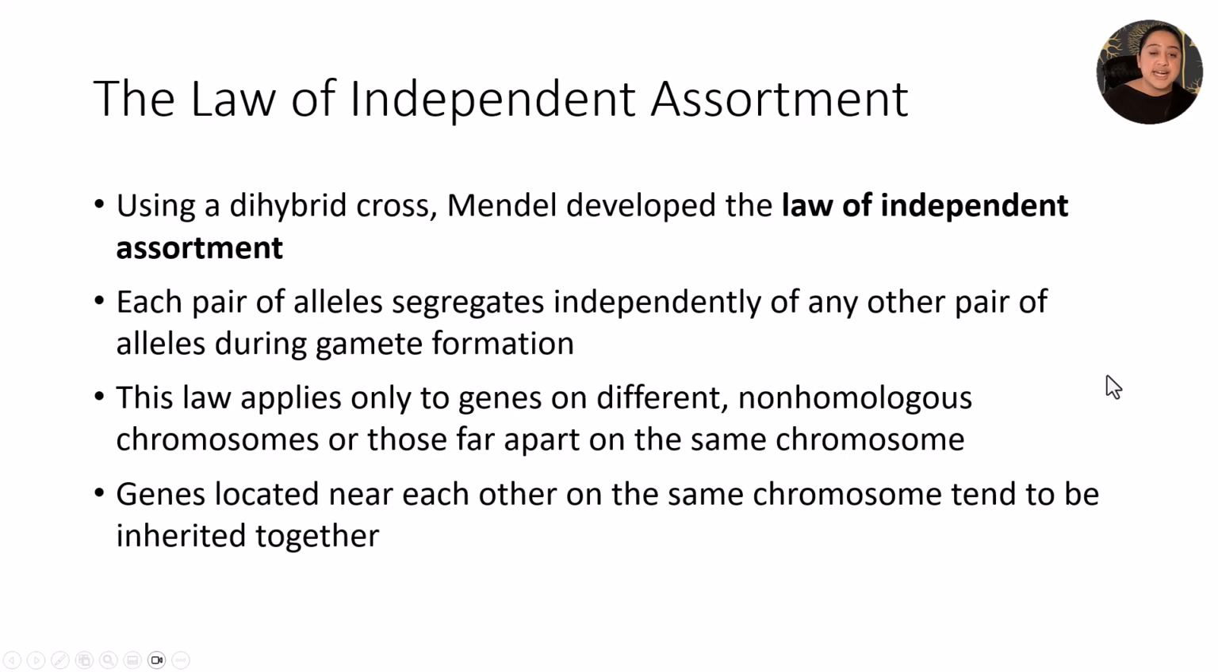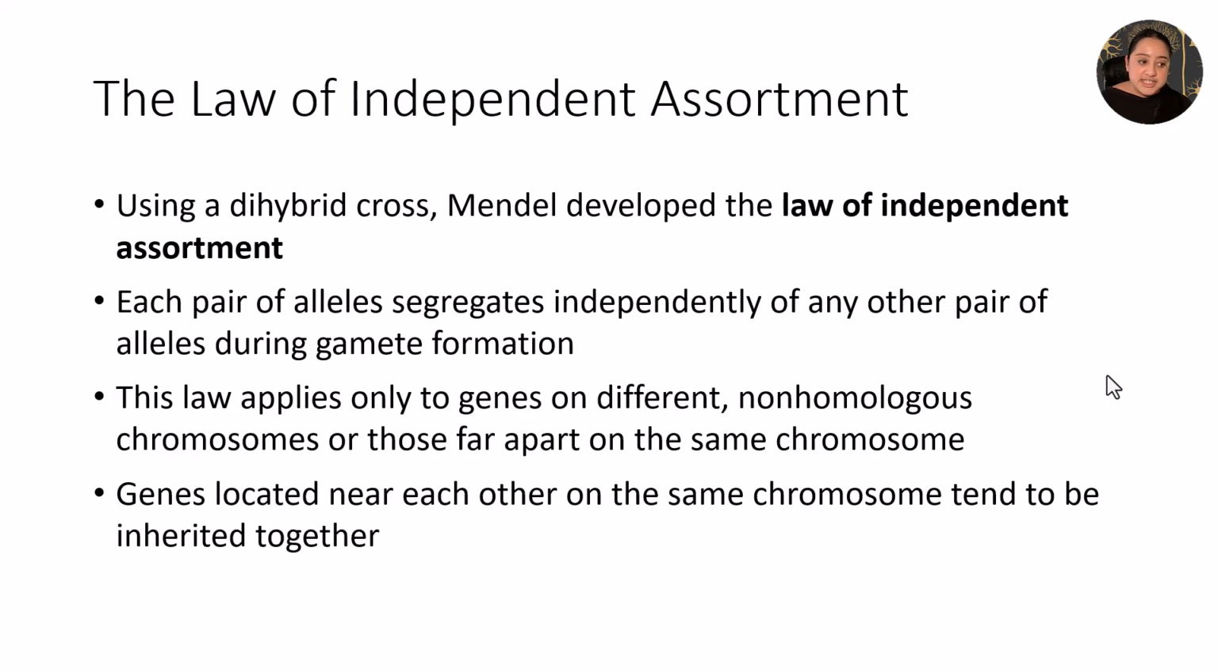So using a dihybrid cross like this, he came up with the law of independent assortment. He said that each pair of alleles, so the pair of yellow or green, and then the pair of smooth or wrinkled, they separate independently of any other pair. So it's not like the dominants always go together. Each pair of alleles segregates independently of any other pair of alleles during gamete formation.